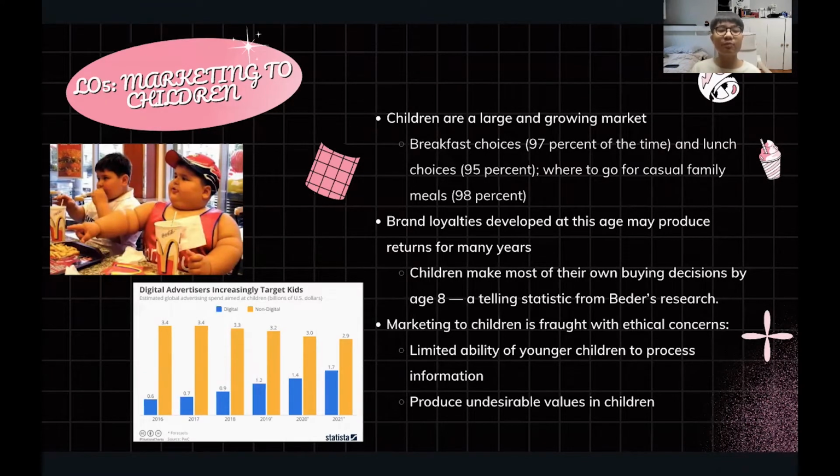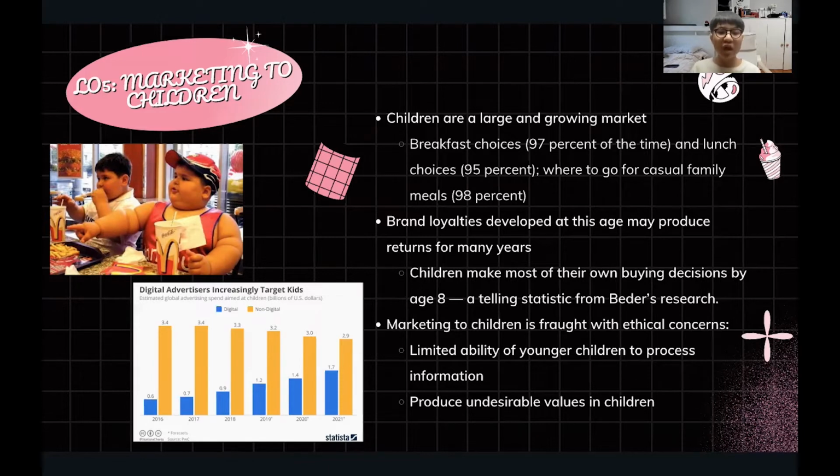The second reason is that brand loyalty developed at this age may produce returns for the whole year later. Children make more of their buying decisions at the age of 8, and these are telling statistics from the research. And children can often recognize brand names at the age of 3 to 4, even before they know how to read. However, marketing to children is fraught with ethical concern.